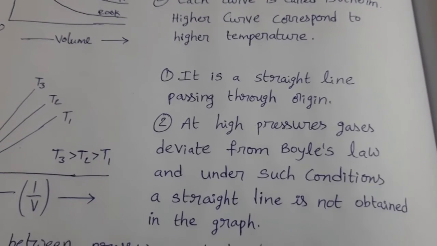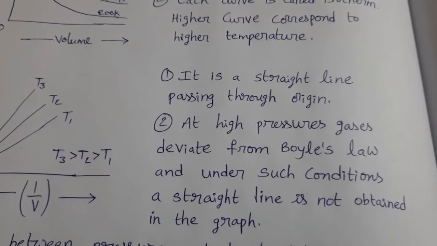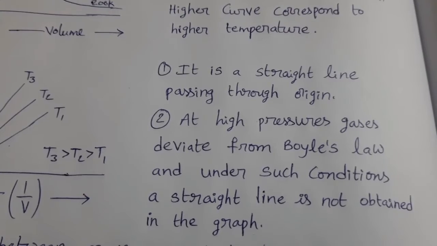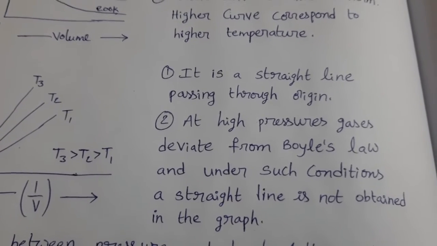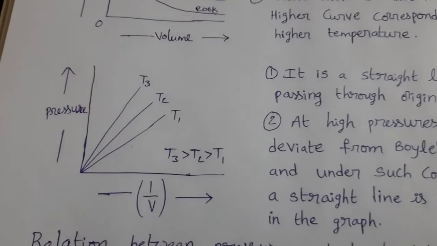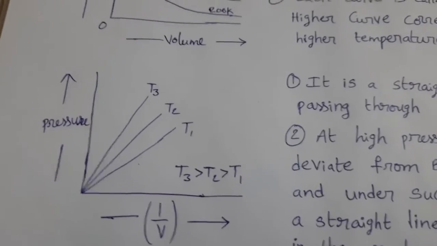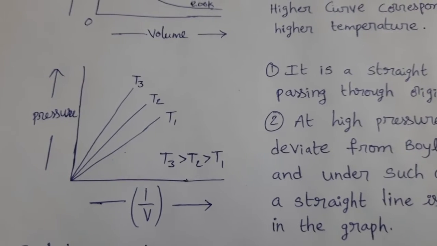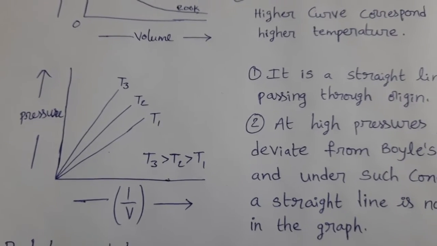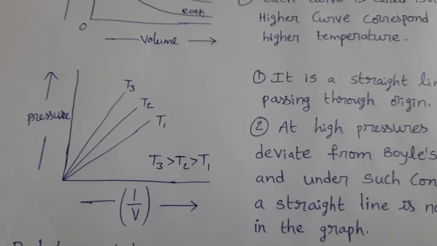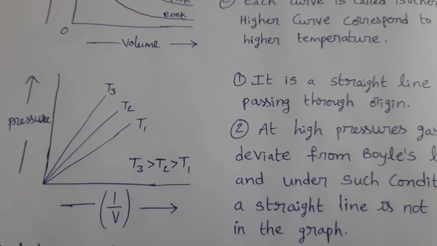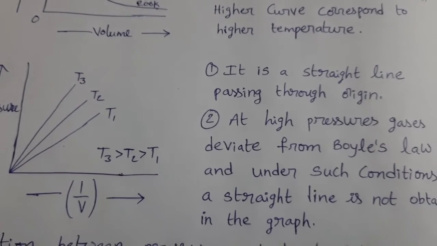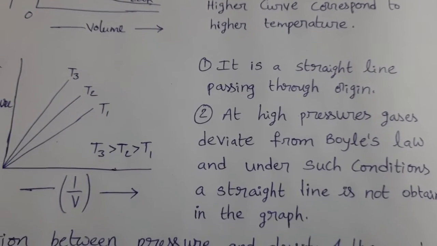At high pressures gases deviate from Boyle's law, and under such conditions a straight line is not obtained in this graph. Students, remember this point carefully. This type of straight lines we can get at lower temperature, at lower pressure. At high pressures, gases do not obey Boyle's law. They deviate from Boyle's law. Then straight lines we cannot get.